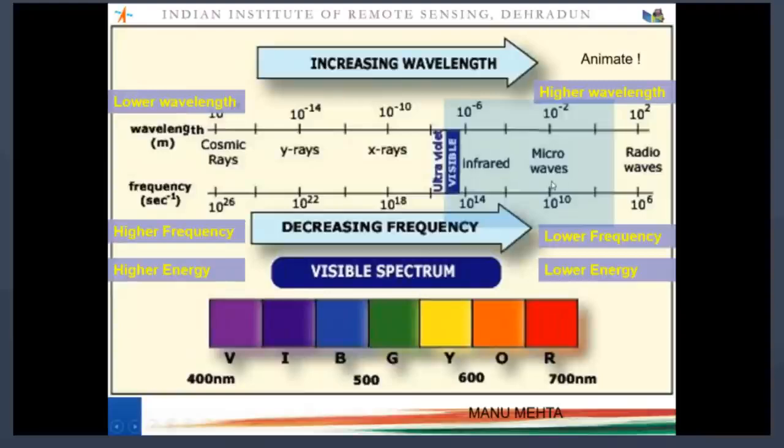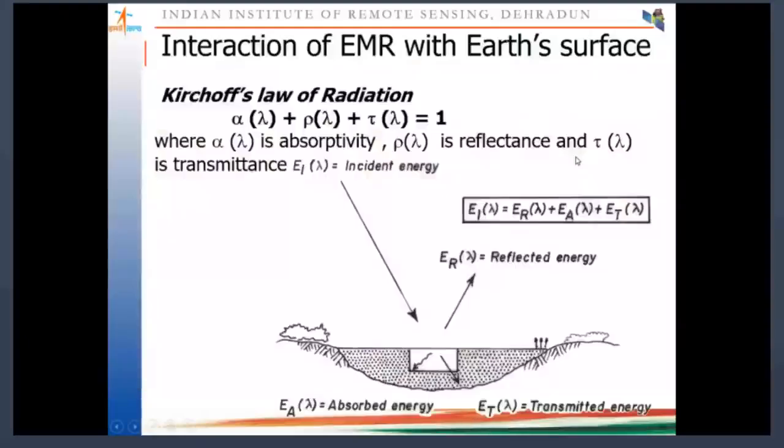Okay, let's try to understand how the interaction of electromagnetic radiation takes place with the Earth's surface. Now, I am talking about a reflective type of remote sensing, where the incoming energy is hitting the target, part of it is reflected, part of it is transmitted, and part of it is absorbed. In reflective remote sensing, we sense this reflected portion of the spectrum.